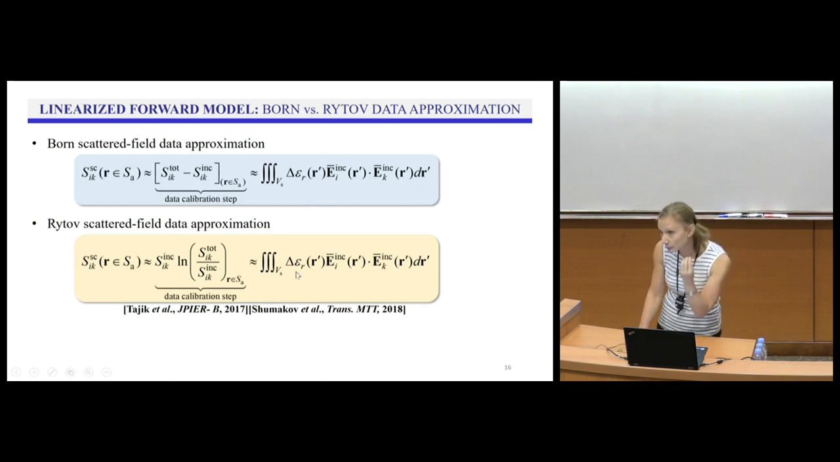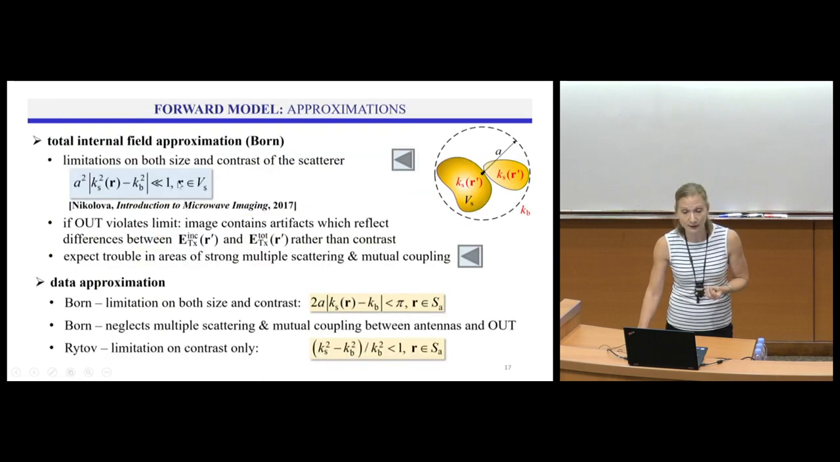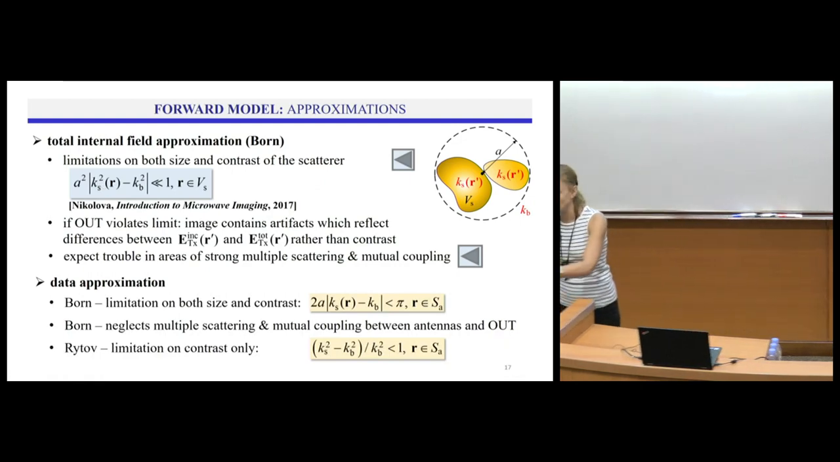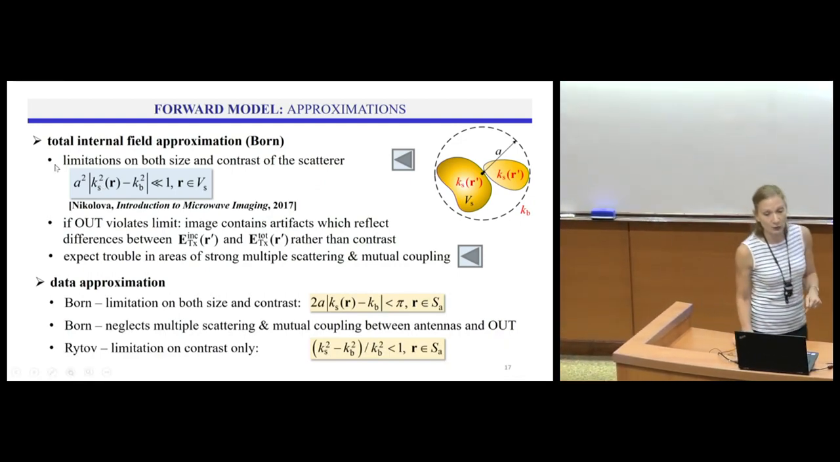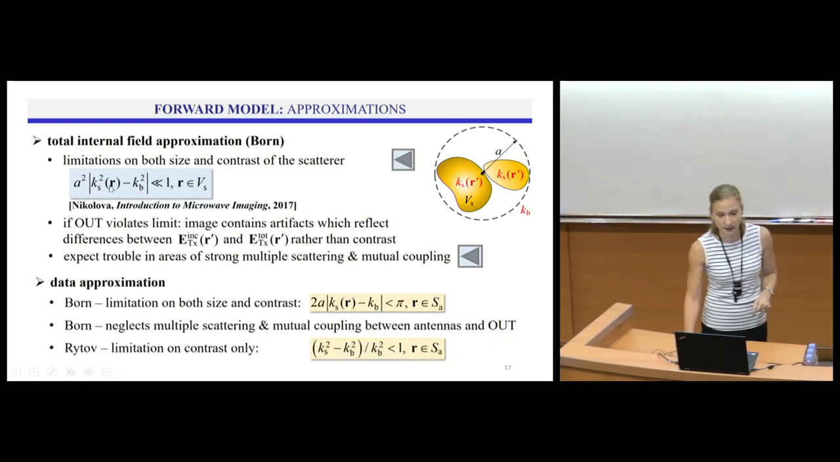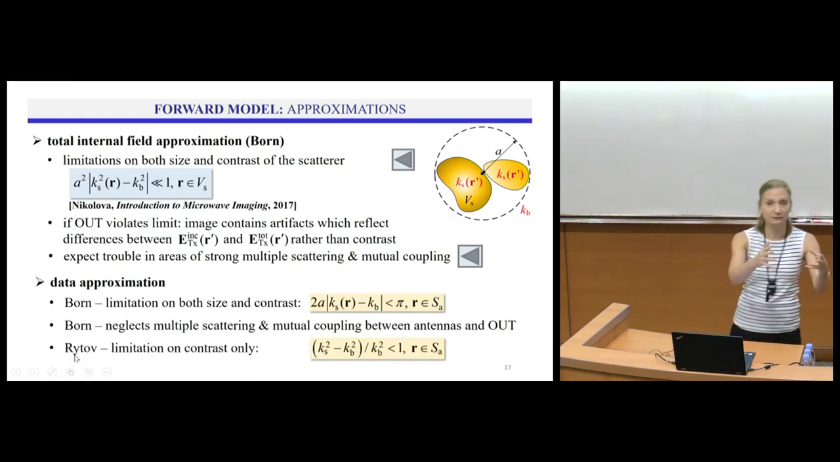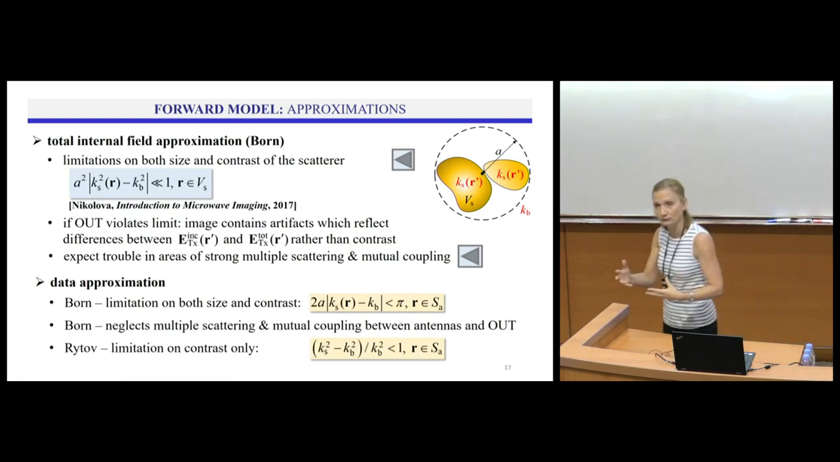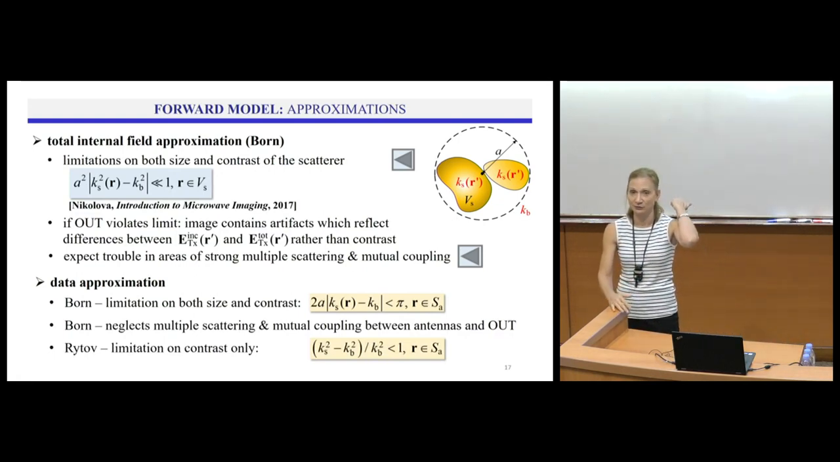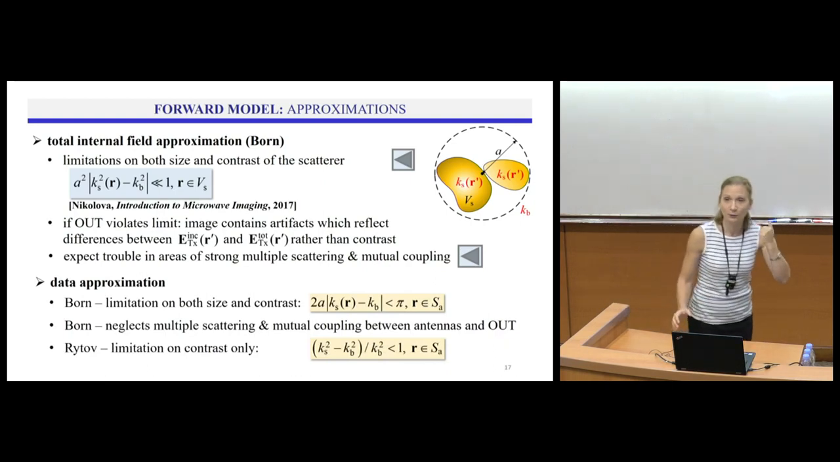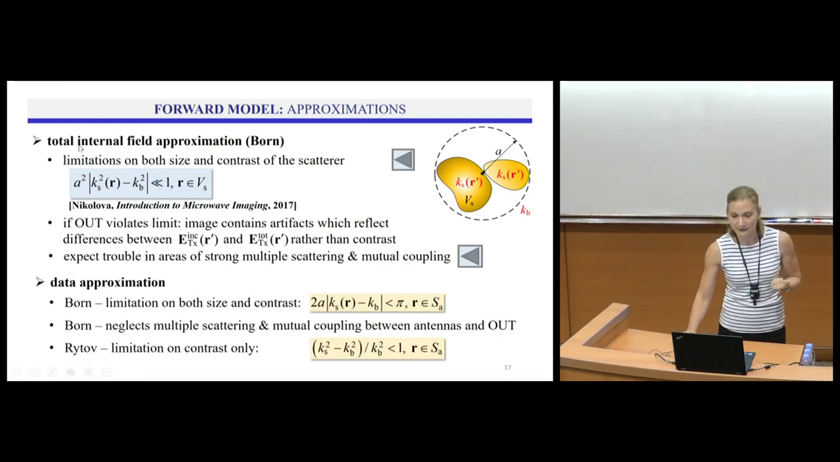And what is really important is the right-hand side, because the right-hand side is where the limitation of the Born approximation for the total internal field is far more severe, as stated here, compared to the limitations associated with the data Born and Rytov approximation. And what the mathematical literature typically gives us a comparison for is the data side of the approximation. But that is not what is detrimental here, it is the kernel.